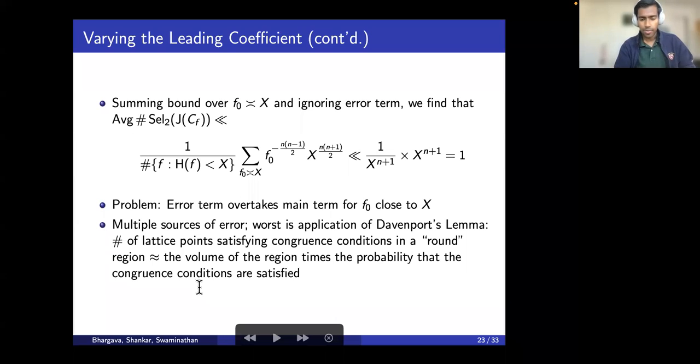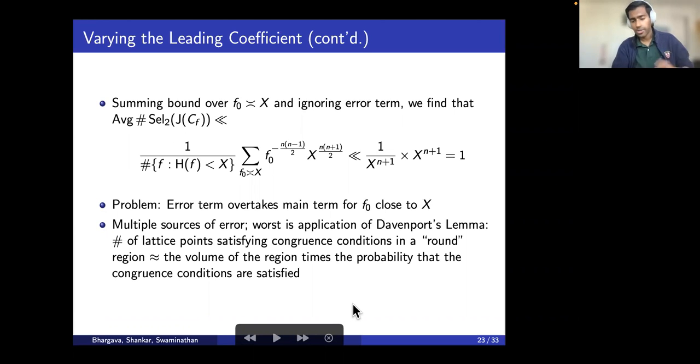But the problem is that when the modulus of your congruence conditions is roughly the size of the region, which is the case here, the modulus of our congruence conditions depends on f_0, and the region has size approximately f_0, then Davenport's lemma won't work very well.